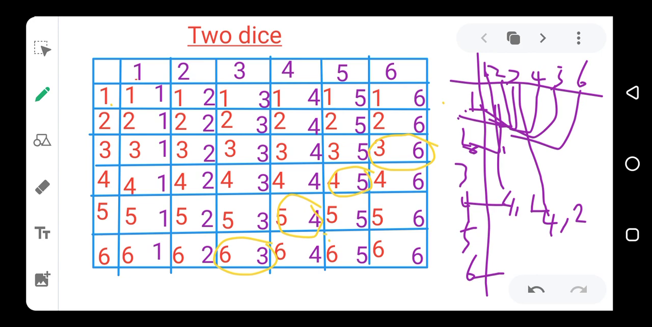Then we come to 2. The last number there is 2, 6. That is the highest number there. 2, 6 is 8. But they say the number that is greater than 8. So this one is not among. Now we come to 3. The highest number there is 3, 6, which is 9. So it is among.